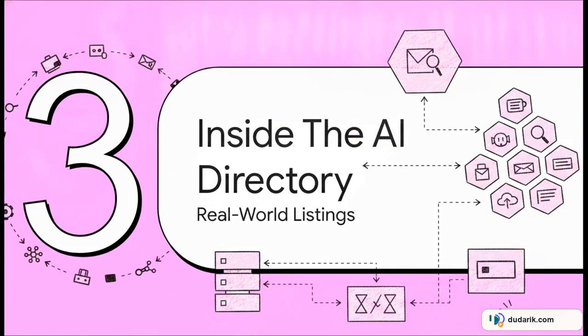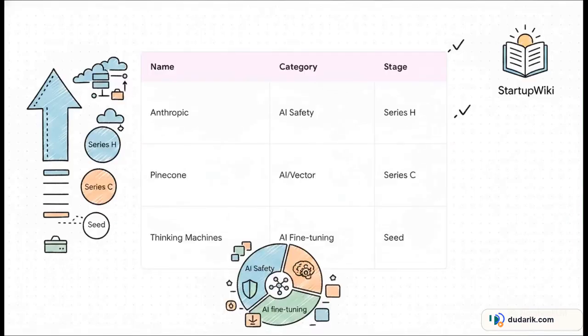Let's get into Section 3, inside the AI directory, looking at some real-world listings. When you actually look at the directory, you immediately get categorized data spanning the whole spectrum. You've got massive labs like Anthropic sitting at Series H for AI safety, right alongside Pinecone for vector databases at Series C, and then Thinking Machines Lab at the seed stage for AI fine-tuning. It's clean, it's immediate, and the best part? No one is forcing you to click through 3 different gated tabs just to find out what stage of funding a company is in. It is all just right there.